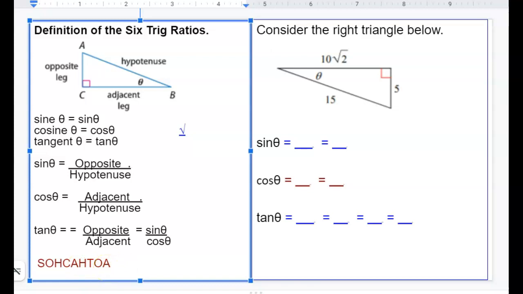All right, let's look at these examples. It says, consider the right triangle below. Now this is our angle of reference. So let's identify our sides. First, this is your hypotenuse, the side that has nothing to do with the right angle. Then your adjacent side would be this side here that actually touches the angle and goes through the right angle. So this is your adjacent side, 10 root 2. And then, of course, the 5 would be your opposite side. So that's how you identify your sides.